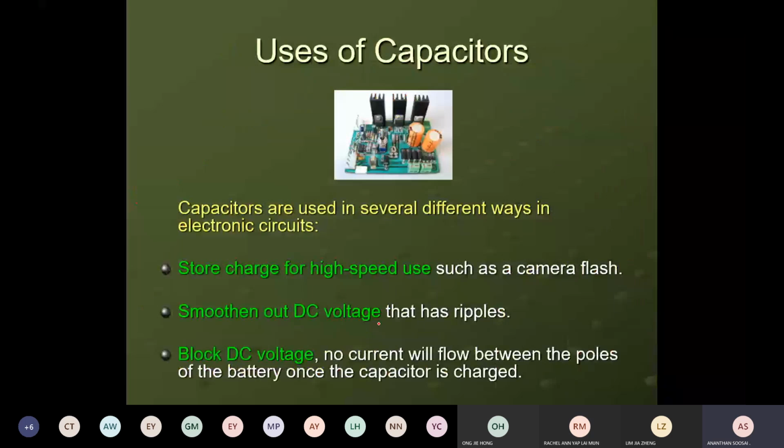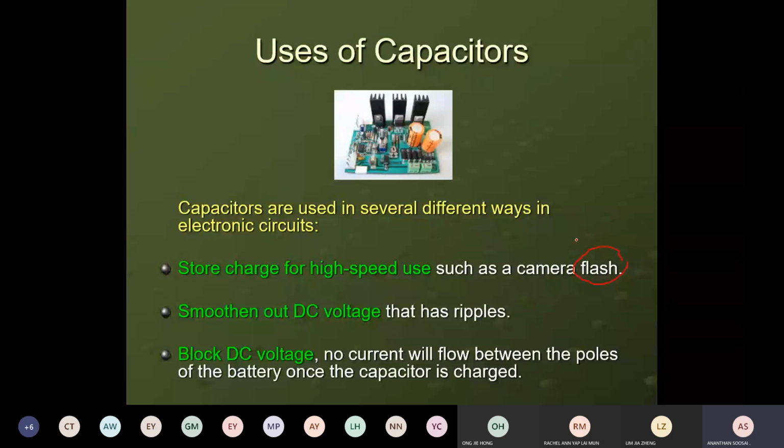Okay, the uses of capacitor. What is the use of capacitor? Of course, to store charge, for high-speed use, such as a camera flash. When you press the button, the flash comes out. The energy for the flash is supplied by a charged capacitor. The capacitor will instantly release all the charges so that the current will be very huge. So the sudden burst in the intensity of the light will be very high, so you get a flash.